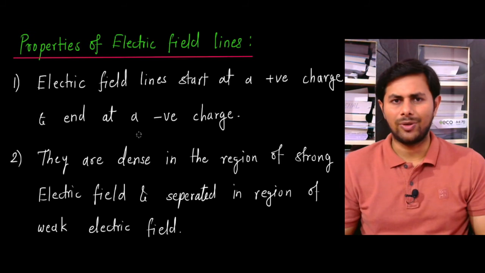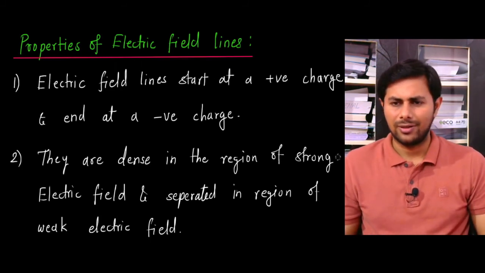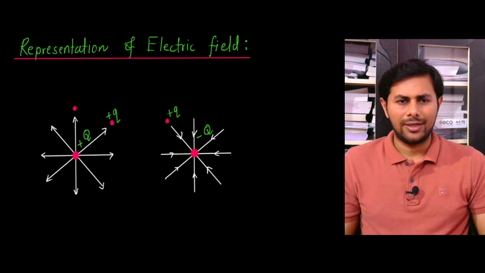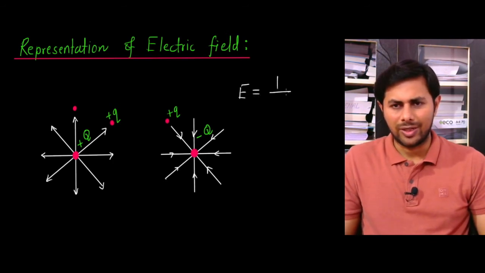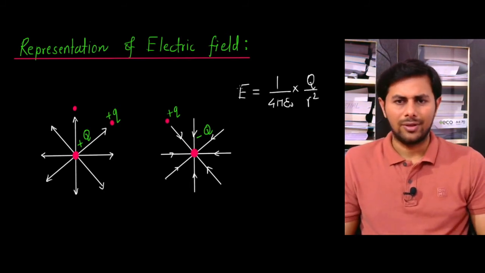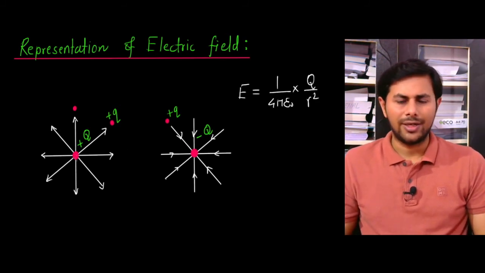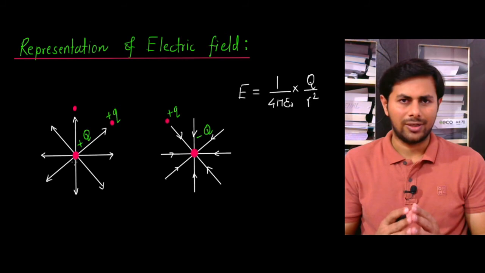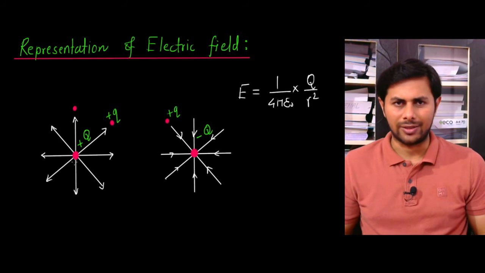Okay. Second property is they are dense in the region of strong electric field and they are separated in the region of weak electric field. So if we look at the electric field due to a positive charge, then we know that the formula for the electric field is 1 over 4 pi epsilon naught times q over r squared. So the electric field is inversely proportional to r squared. That means near to the charge the electric field will be strong, and as the distance goes on increasing, the electric field will become weaker and weaker.